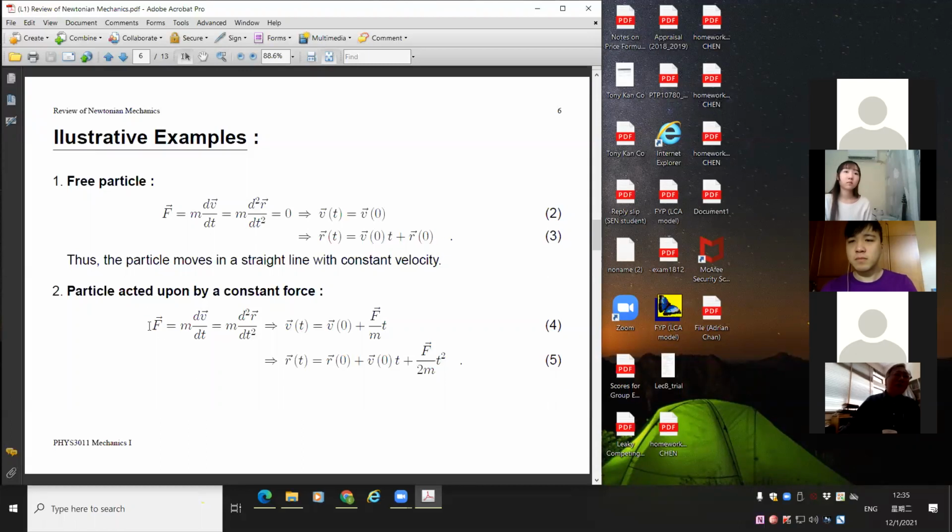So this F is a constant vector. So the velocity is equal to a constant vector plus a vector that depends on time linearly, right? And then we further integrate once more and get the displacement vector. And it is a quadratic function of time.